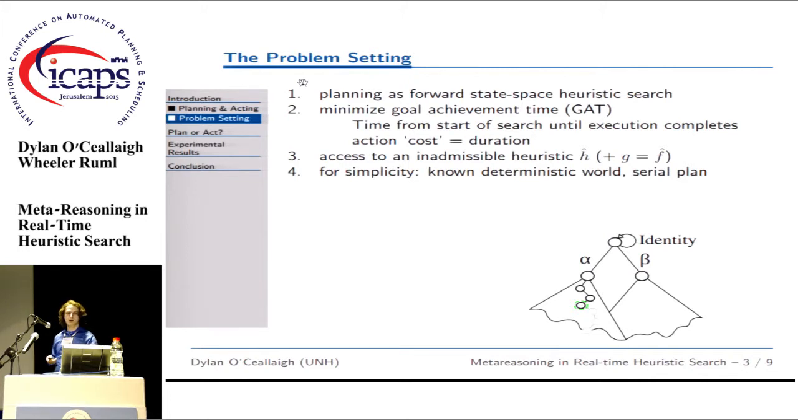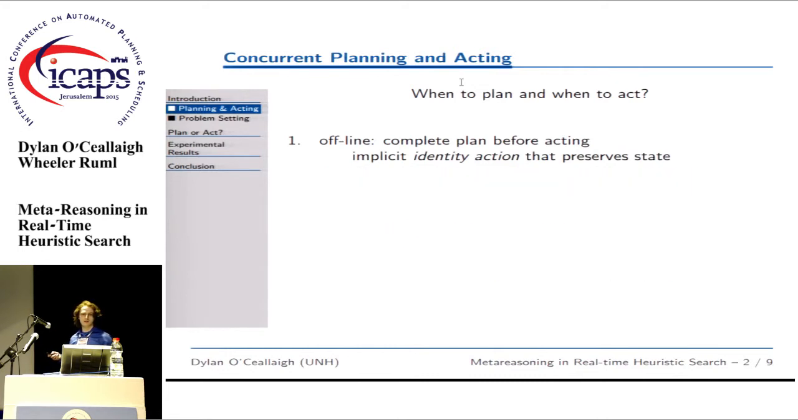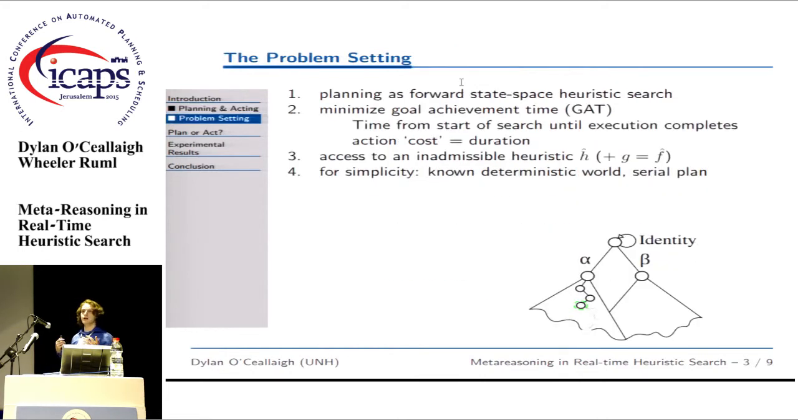The problem setting that we are working in: we're planning outward from the agent's current location towards some goal through the state space guided by some heuristic. And our objective is to minimize goal achievement time, or GAT for short, which is simply the time taken from the start of planning to the execution of the final action.